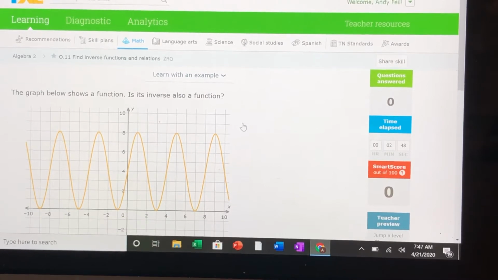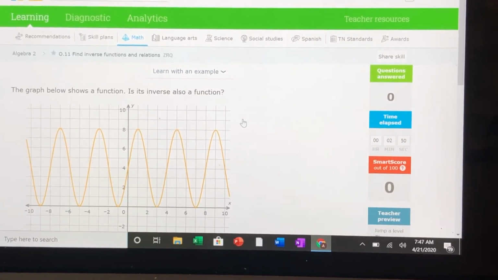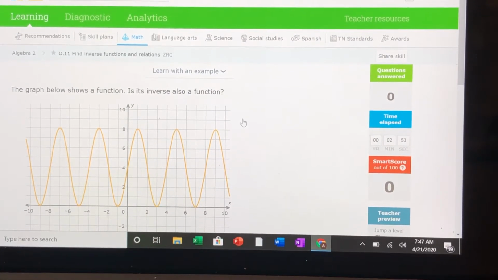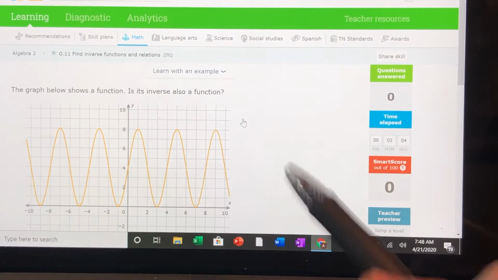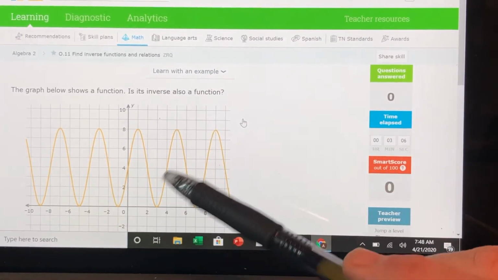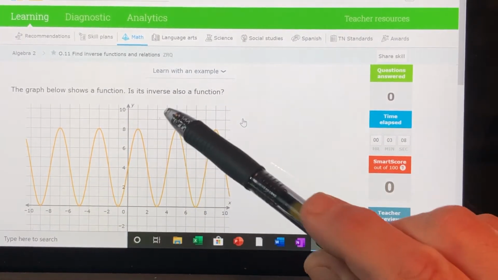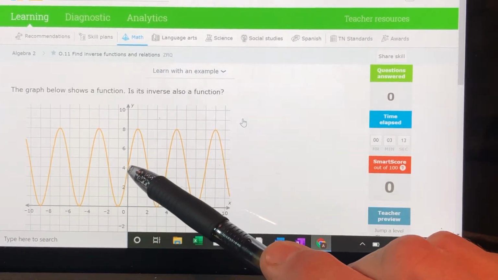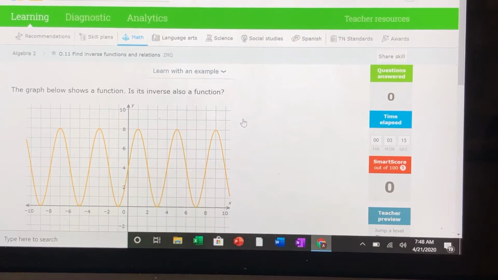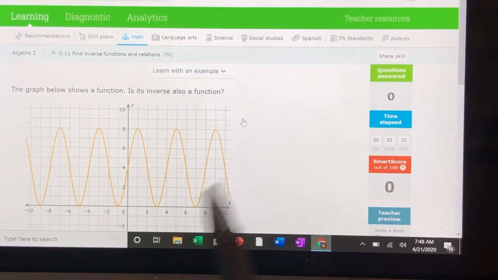There we go. It says, the graph below shows a function. Now, first of all, this is a function because if I were to take a line and pass it from left to right, you can see it never touches any vertical line in more than one point. For instance, look at the y-axis here. It only touches at one point right there. It never touches in more than one point. So this passes the vertical line test, okay?